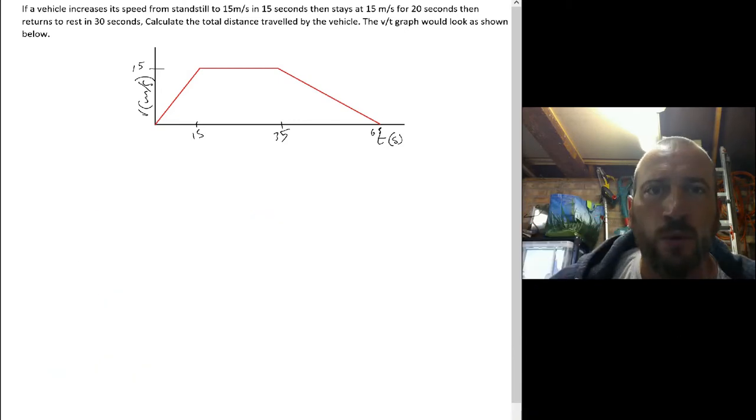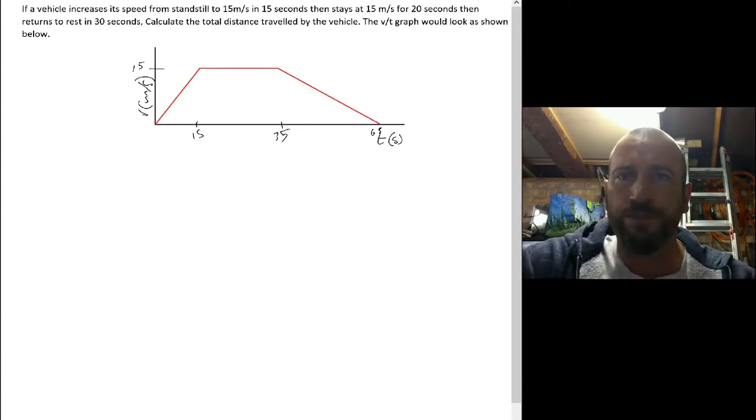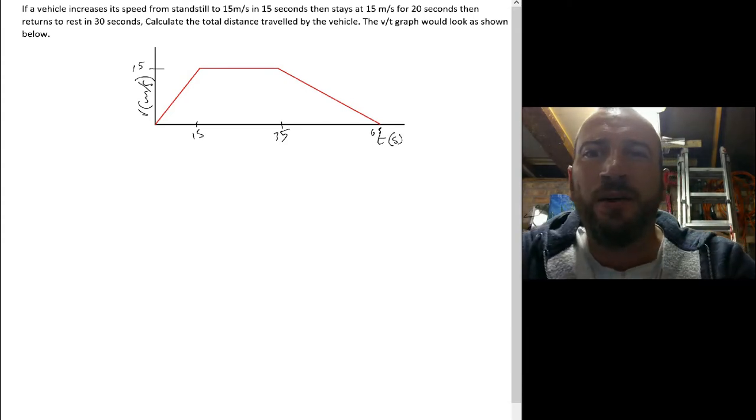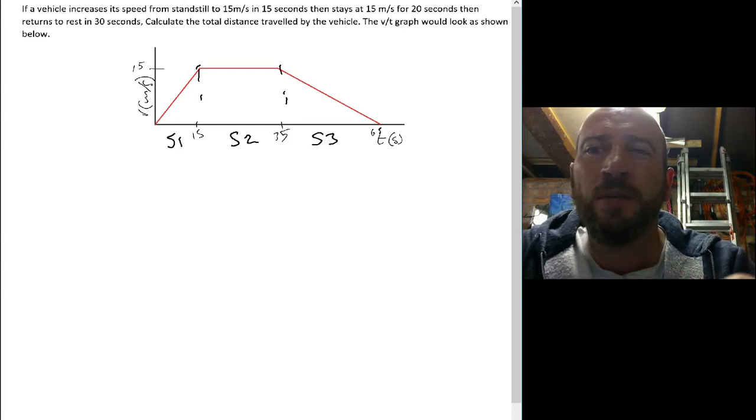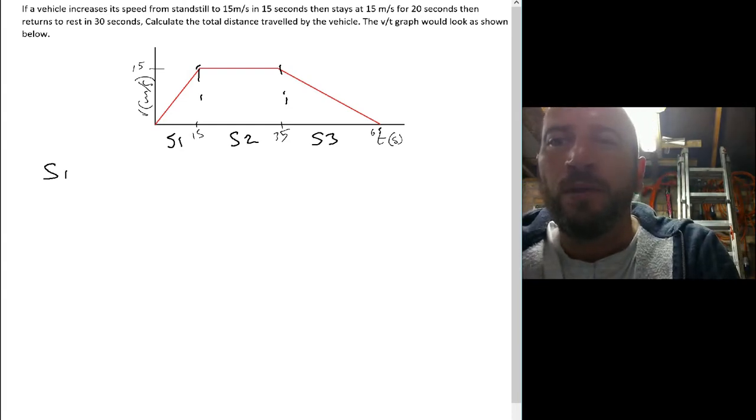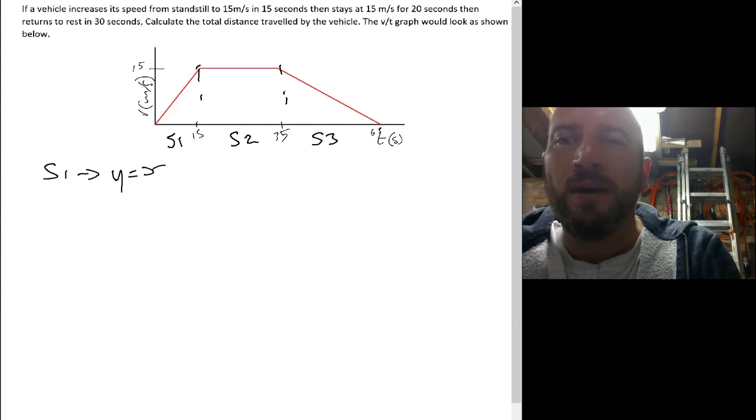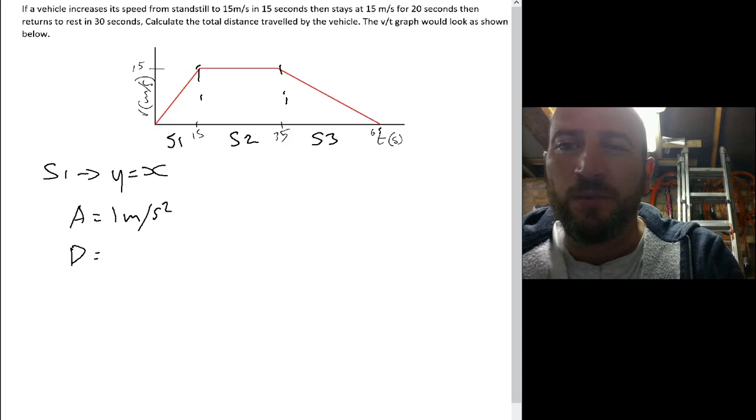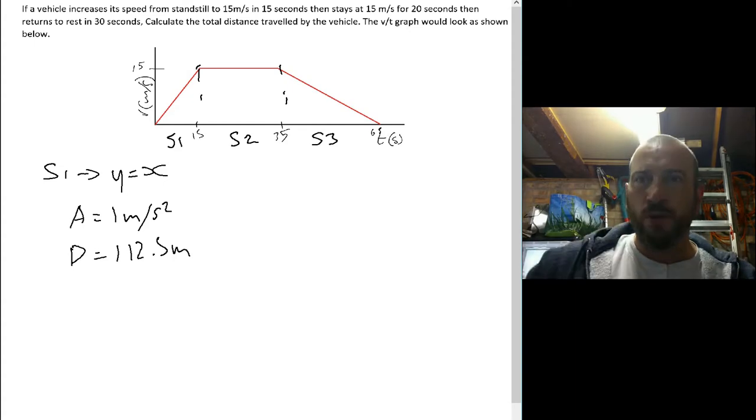The velocity time graph would look as shown below, and I've drawn the graph there for us. So what we've actually got here is section 1, section 2, and section 3. And we can split them up like that. Now we already know that for section 1, y is equal to x, and we know that the acceleration is equal to 1 meter per second squared, and the distance that's travelled was 112.5 meters. So we got that one covered.